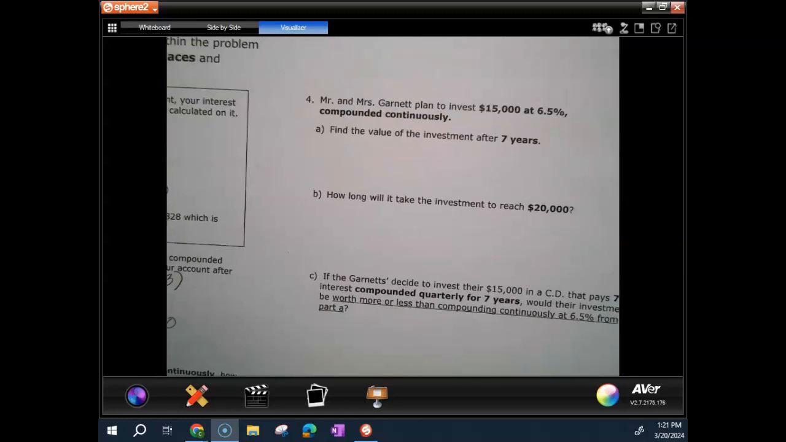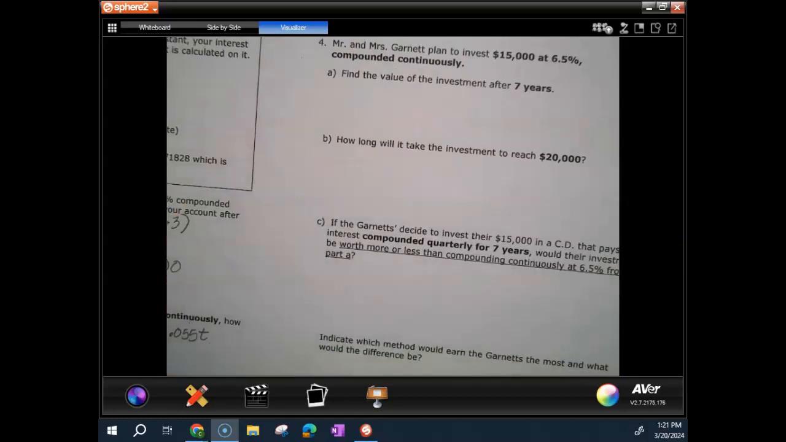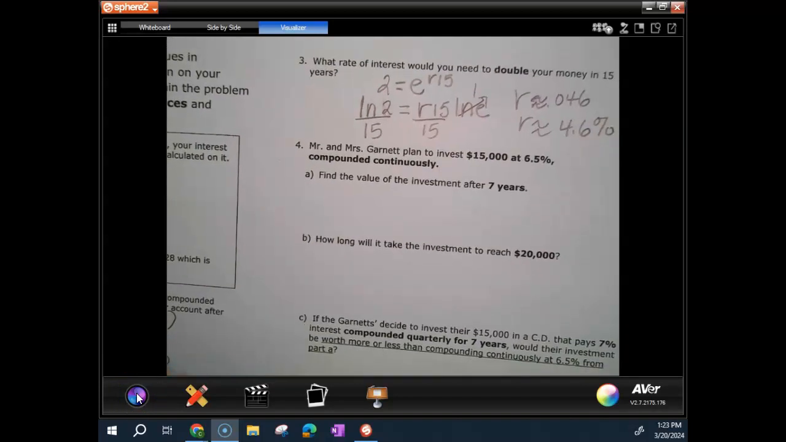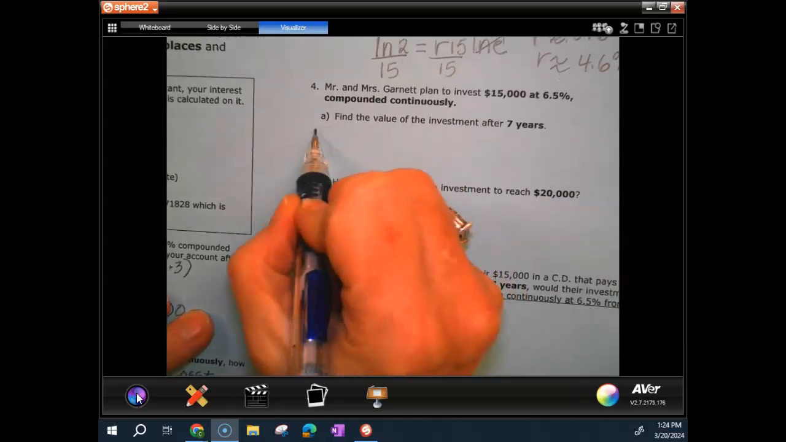Okay, can y'all try number 3? So Mr. and Mrs. Garrett plan to invest $15,000 at 6.5% compounded continuously. So am I using the 1 plus or am I going to use PERT? PERT, because it's continuous. So I need P, I need A, P, R, and T.